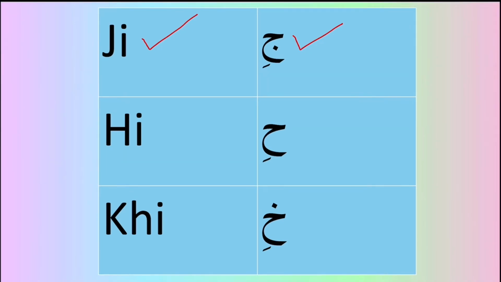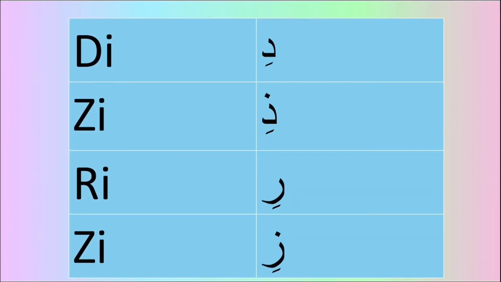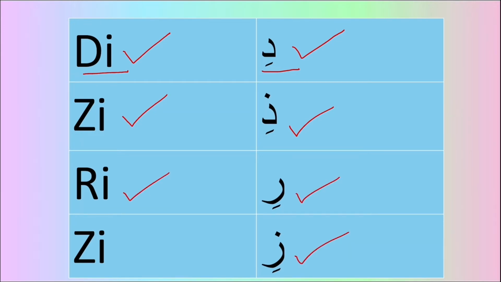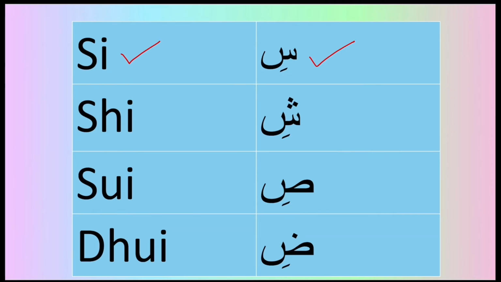Same way, ha kasra hi, kha kasra khi. Okay. When I add kasra to dal, it changes to di. Okay, dal changes to di. Then zal kasra zi. Ra kasra ri. Za kasra zi. Then sheen kasra shi.